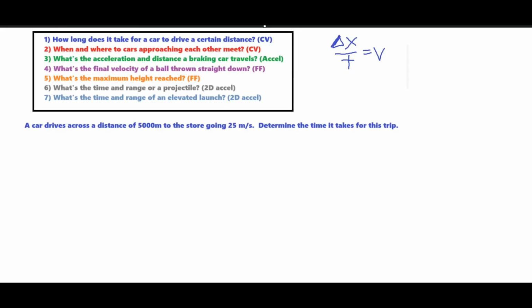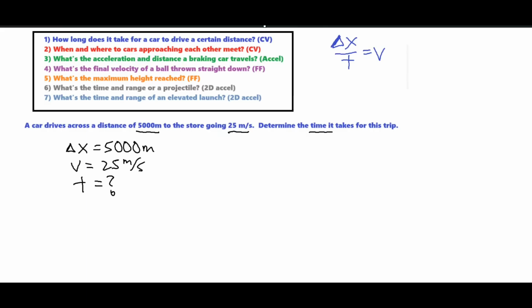Now we have a car that drives across a distance of 5,000 meters. It's going 25 meters per second, and we're going to determine the time it takes for this trip. So first step in all of our problems is definitely labeling your known variables. So our delta x, which is the same as our distance, it's how much the position changes, is 5,000 meters. We have a velocity of 25 meters per second, and then we're going to determine the time.